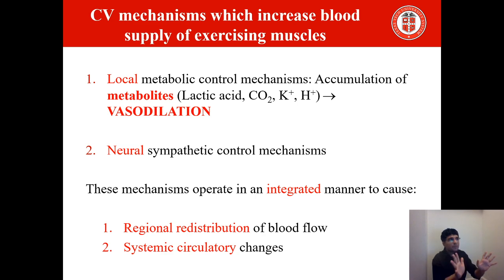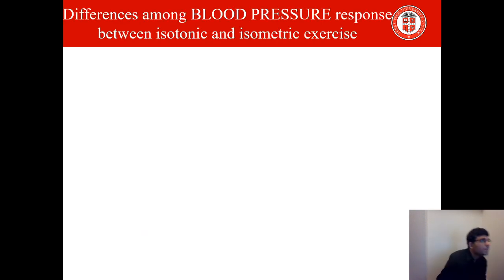So if we want to summarize this whole slide, there are local mechanisms and there are systemic mechanisms which operate in an integrated fashion to bring about cardiovascular changes. Now, let's concentrate on the cardiovascular changes, the differences of these changes between the isotonic exercise and isometric exercise.